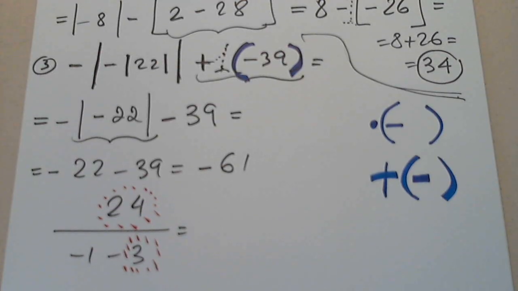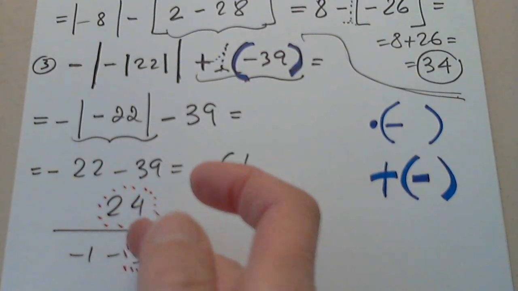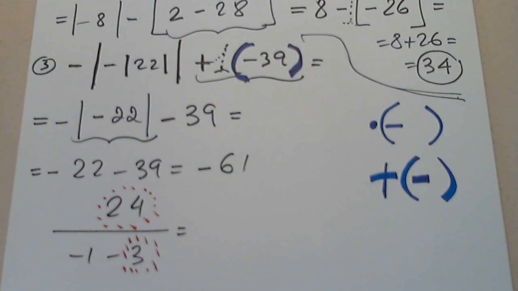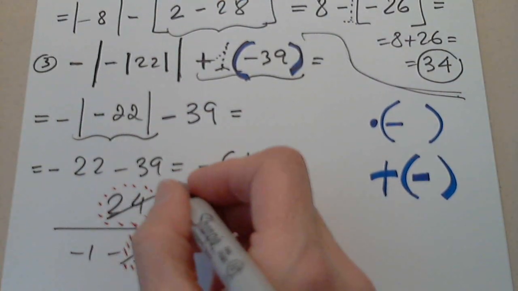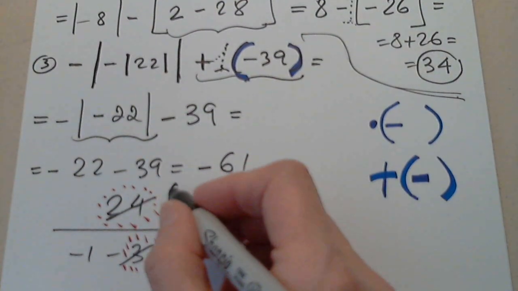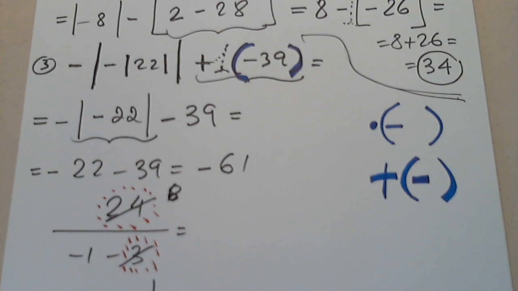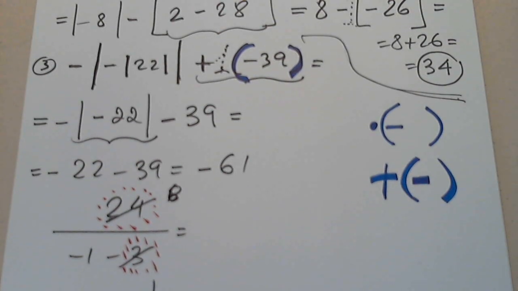Both are divisible by 3. 24 is divisible by 3. 3 is divisible by 3. Can I simplify them? Can I, in other words, do this? 1, 3 times 8, 24. Can I do this?